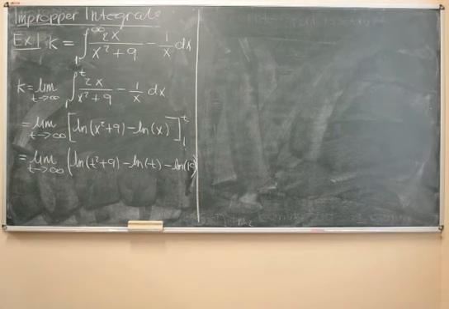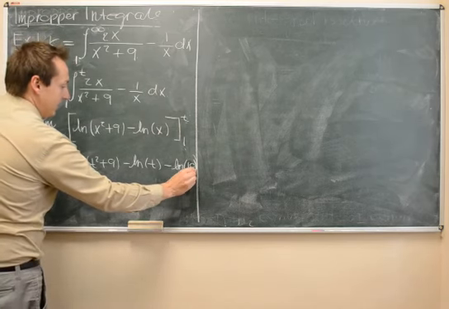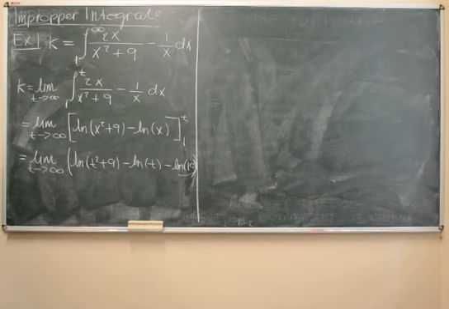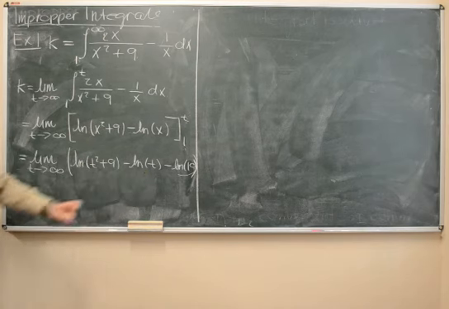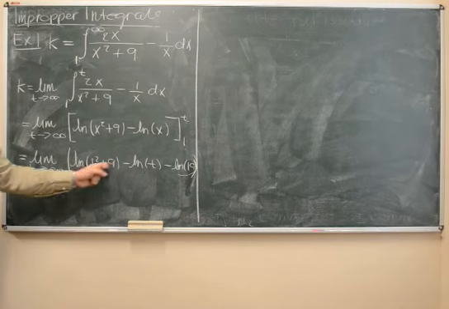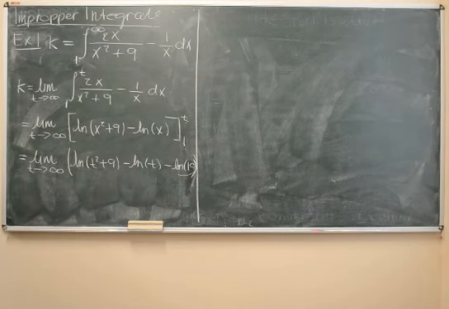At this point you can take the limit. As t goes to infinity, ln 10 just stays ln 10. Ln t is going to go to infinity. T squared plus 9 is going to go to infinity, so ln of t squared plus 9 is also going to infinity. So we get infinity minus infinity. Now we have to be very careful. This is not necessarily 0. We have to make the calculation.